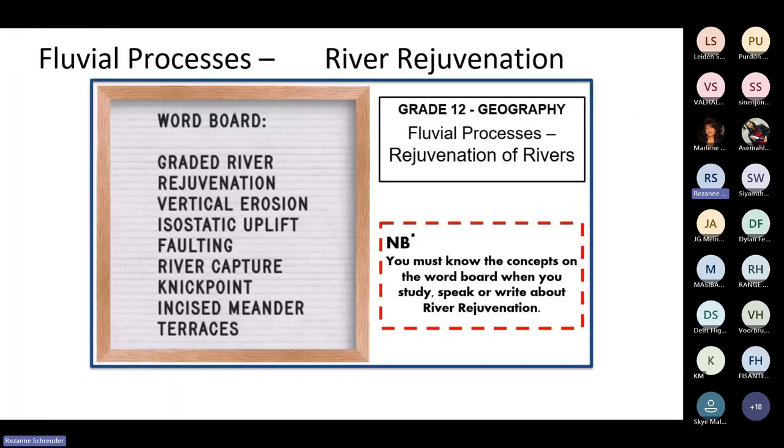So what we're going to do today is the fluvial processes and the rejuvenation of the rivers. Now, very important to note, again, you have to know before you write. I always say it is absolutely crucial to make sure that you know your content, you know how it looks, you know how it looks on a photo, you know how it looks on a diagram.